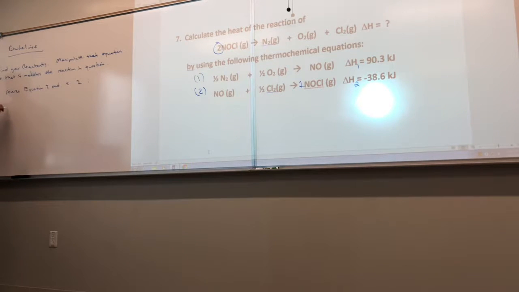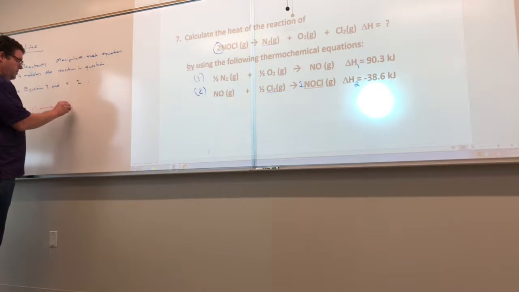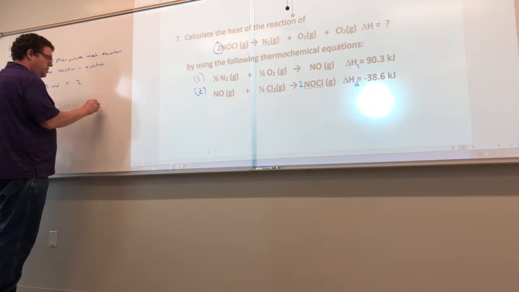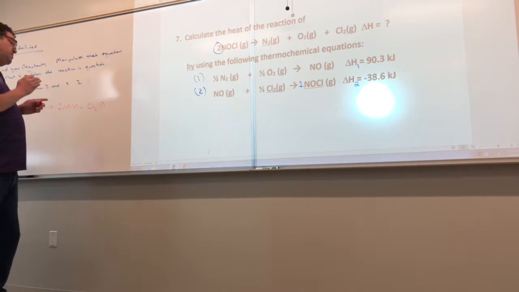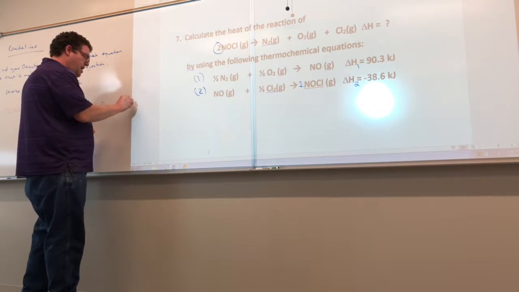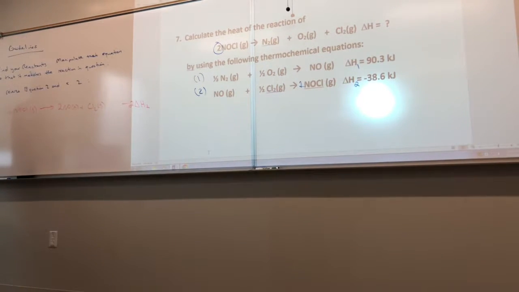All right? So that means I've now got 2 NOCl gas, and that is now going to 2 NO gas plus 1/2 times 2, that's 1 Cl2 gas. And so if I did it to the equation, I have to do it to the enthalpy also. So I reversed it, and I multiplied it by 2. Okay? I will plug the numbers in at the end.